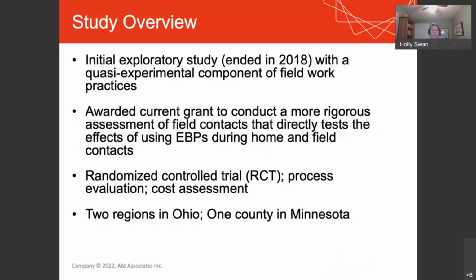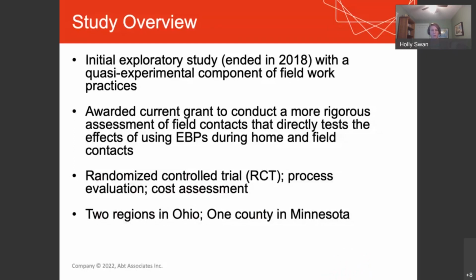So to provide a little bit of detail on our study, this builds on an exploratory study that we recently completed at the end of 2018, where we did a descriptive exploratory study with a quasi-experimental aspect to it. In this study, we identified that fieldwork in general is positively related to recidivism. We found reductions in recidivism as a result of being involved in field contacts.